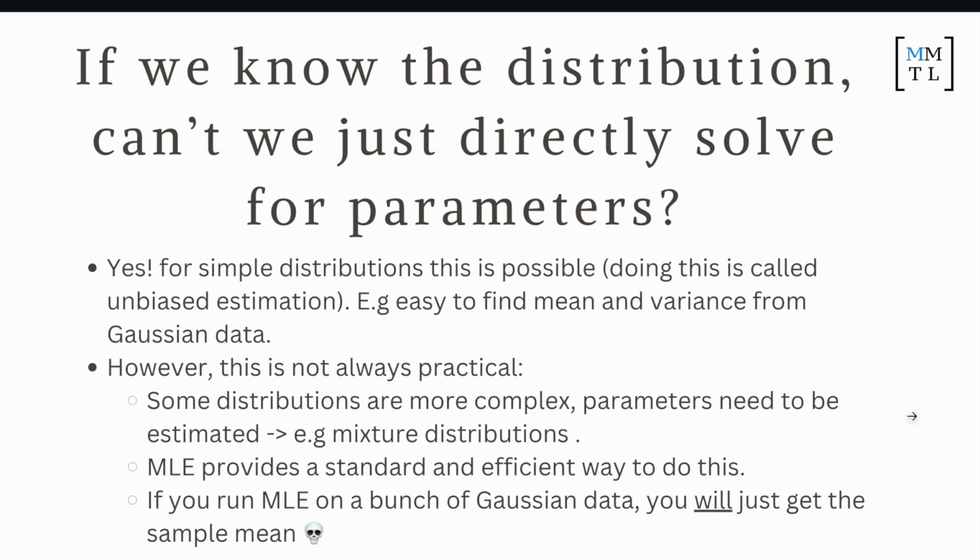Deepak also asked yesterday, what happens if we already know our distribution, can't we just solve for the parameters, for the mean or for the standard deviation? So yes, you can do that, especially for Gaussian data, so normally distributed data. You can just calculate the mean, but you can't always do this for every distribution. That's why we have a tool like MLE, which is a standard approach for whatever distribution your data belongs to. And yes, if you run MLE on Gaussian data, you will just get the sample mean, so you could have just calculated the mean. So these are called unbiased estimators.